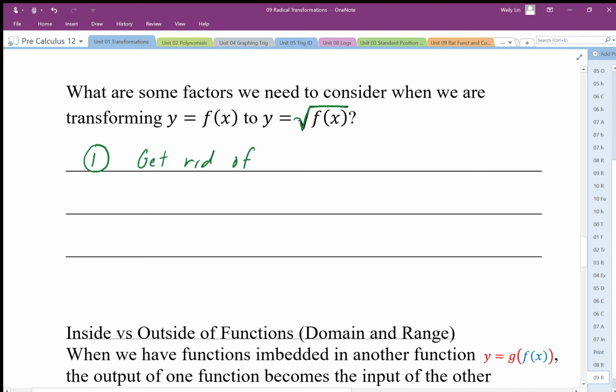So we get rid of the negative f of x. Okay, so that when the output is negative, we can't use that in the input for the square root. Okay, secondly, we bend down the positive parts of the graph.